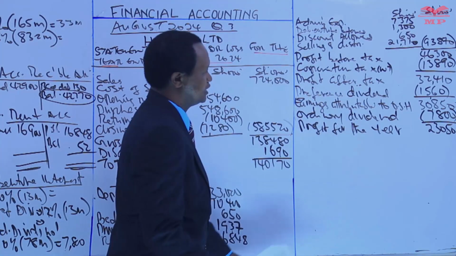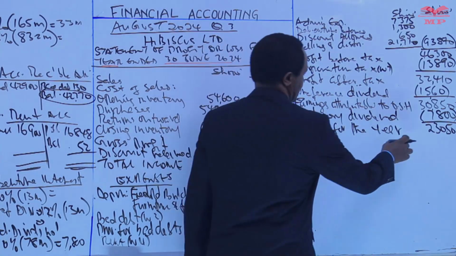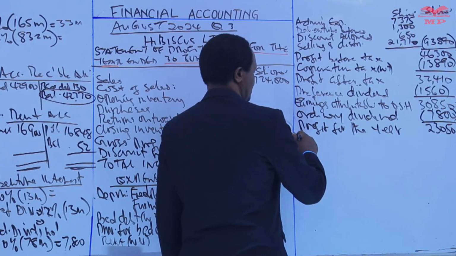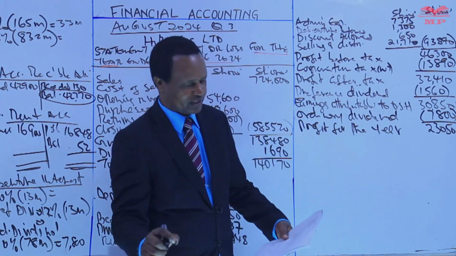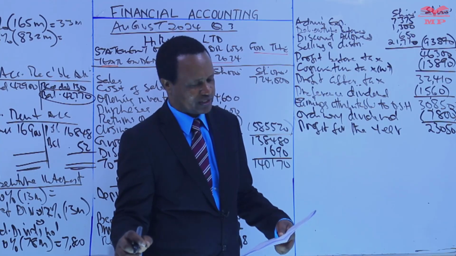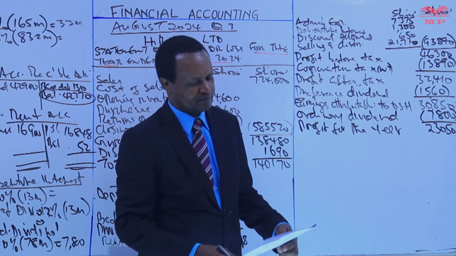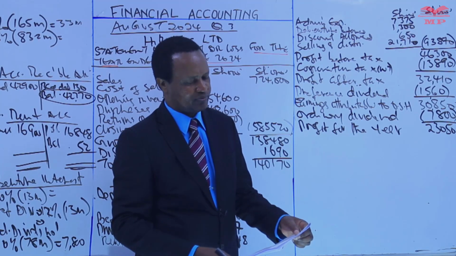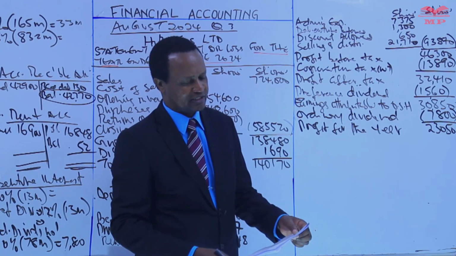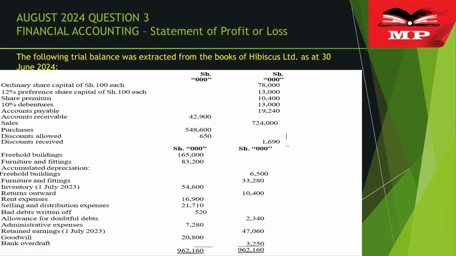Now to this retained profit for the year, we are going to add the retained earnings brought down. We have that. Yes, look at the trial balance, the third last item. In the trial balance, we have retained earnings. Look at the date. Do you see the date? That is at the beginning.